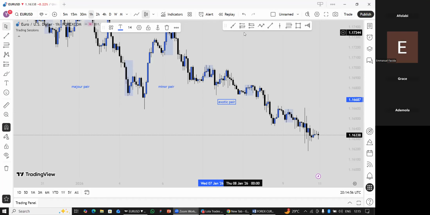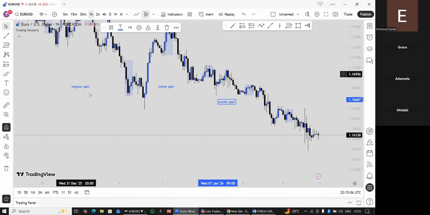All right, sure. So, like I was saying, we have the major pair, we have the minor pair, and we have the exotic pair. So let's start with the major pair. The major pair is basically any pair that is crossing with the giant of the world, which is US dollars. So any pair you see that is crossing with dollars is known as the major pair.